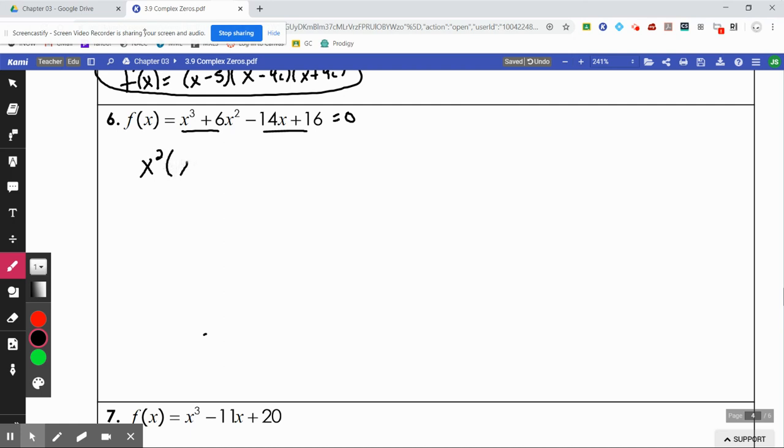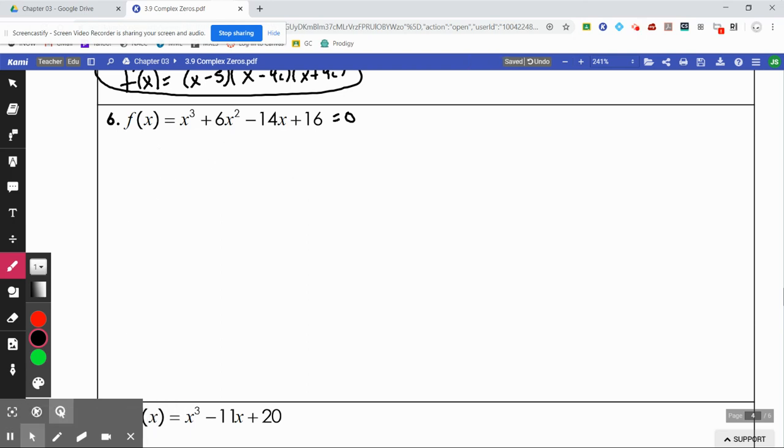Pull out an x squared, you're left with x plus 6. Pull out a negative 2, and you're left with x minus 7x minus 8... Notice that what's in parentheses is not the same, so therefore we're going to have to try a different method here.